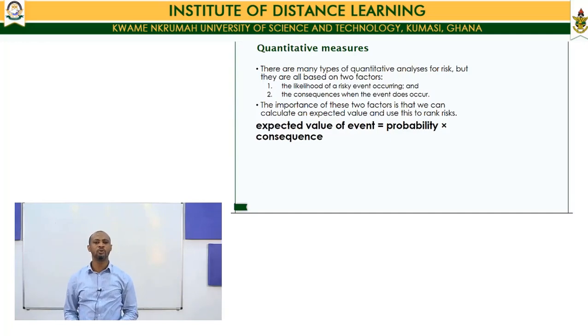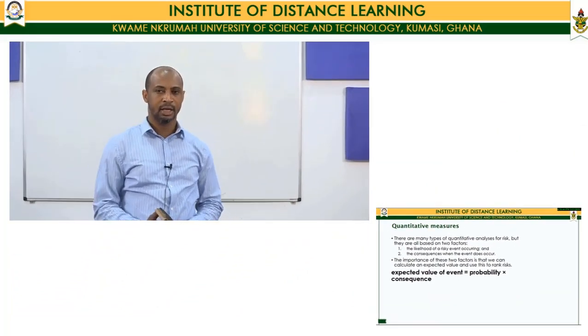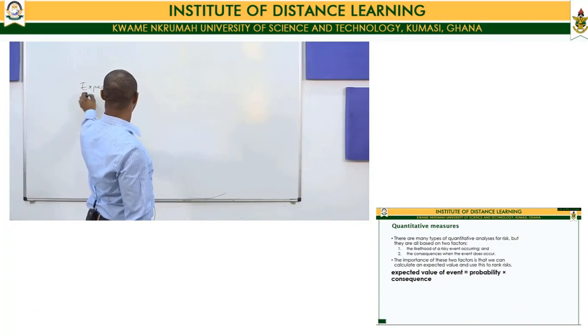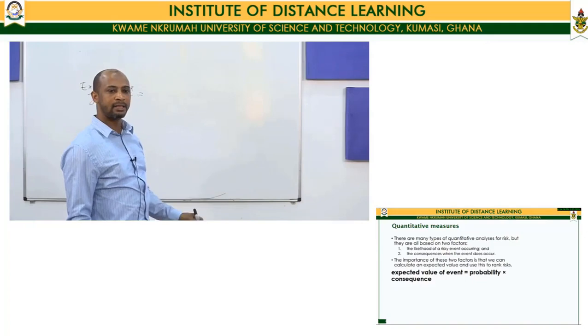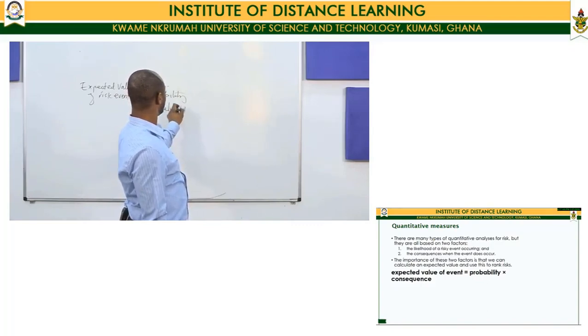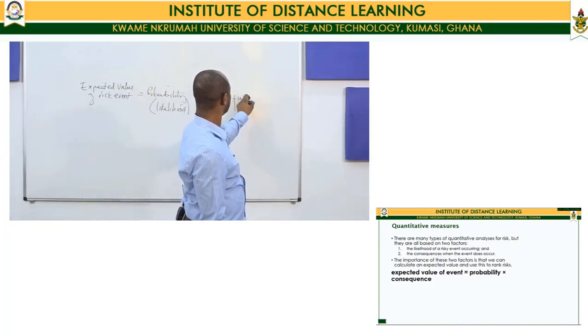So when you want to quantitatively analyze any risk, then you are going to look at the expected value of any event. So expected value of risk event, and that is probability or likelihood times consequence or impact.